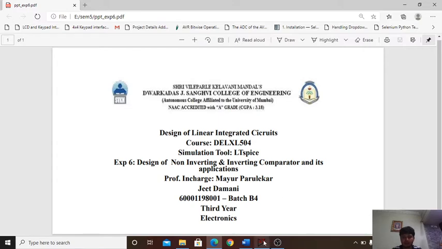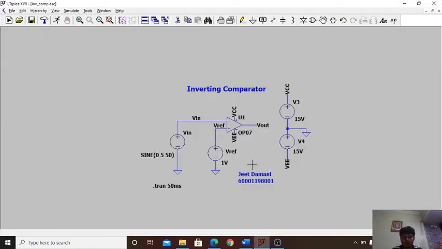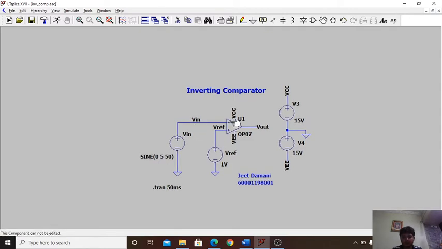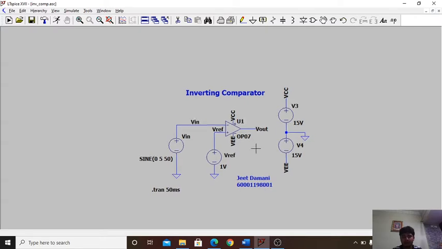Now moving on to the first, the inverting comparator. The comparator op-amp is used in the open loop configuration, and the sinusoidal input signal is applied to the inverting terminal of the op-amp, and the reference voltage is applied to the non-inverting terminal. When Vin is greater than Vref, the output will be minus Vsat, and when Vin is less than Vref, the output will be plus Vsat.